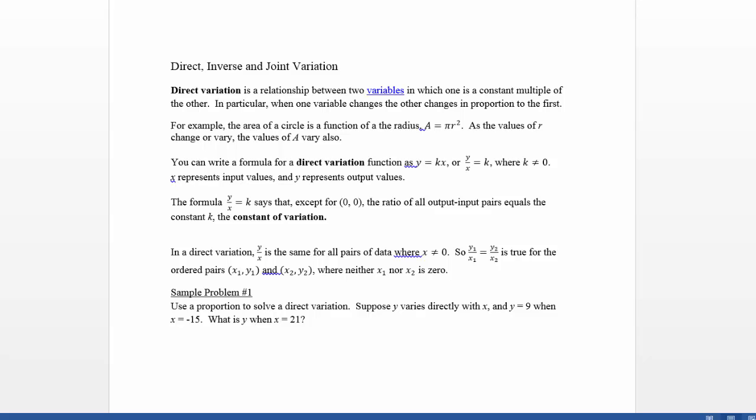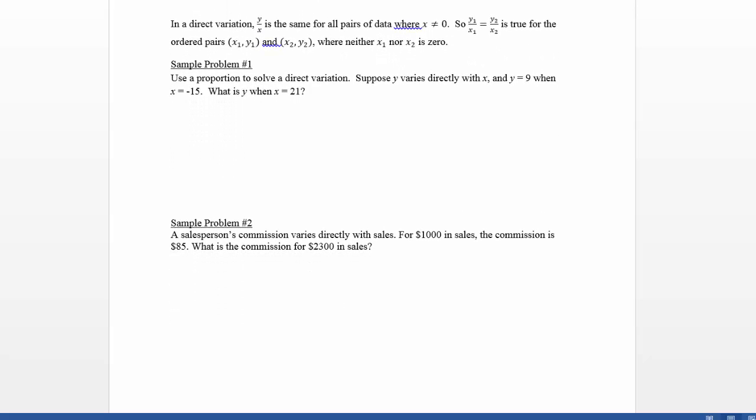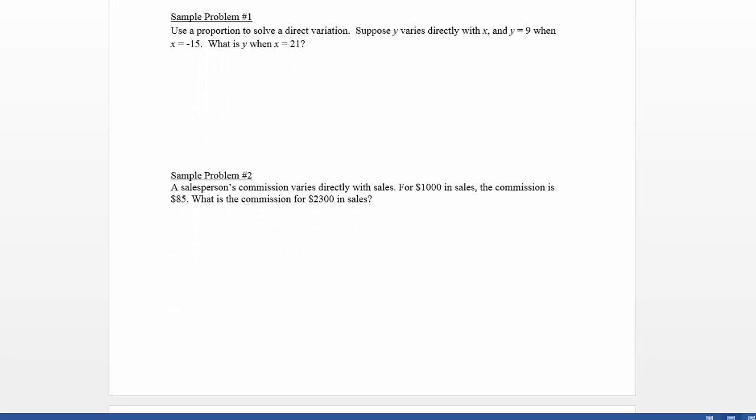So let's take a look at how that would kind of play out. I'm going to work sample problem number 1 for you and set it up so you can see it. And then I want to see you try to work sample problem number 2 on your own based off what you see in sample problem number 1. So, alright, it says use a proportion to solve a direct variation. It says suppose y varies directly with x.